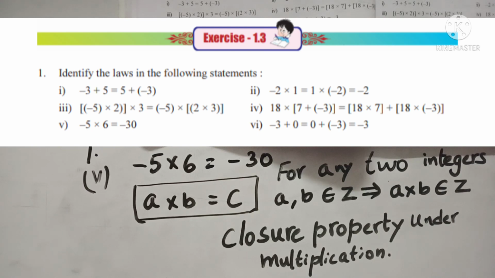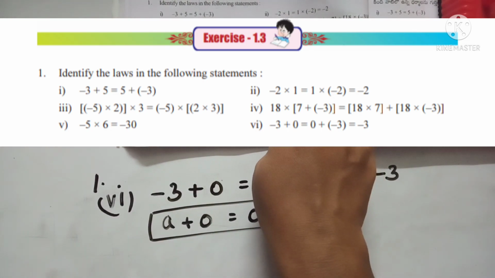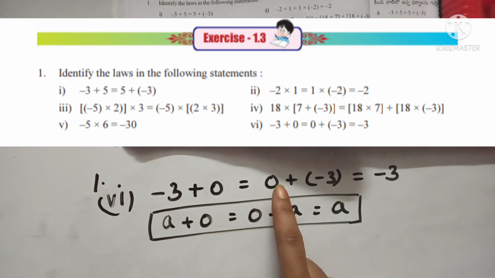Understood, children? So minus 5 is an integer, 6 is an integer. So the product minus 30 is also an integer. So it is closure property under multiplication. Sixth question. Minus 3 plus 0 is equal to 0 plus of minus 3 is equal to minus 3. So here minus 3 is a plus 0 is equal to 0 plus a, that is equal to a.